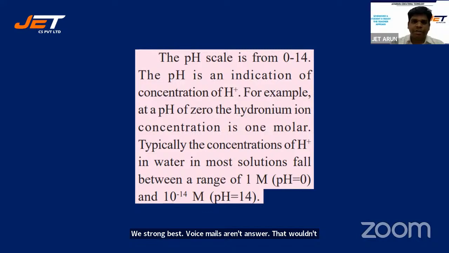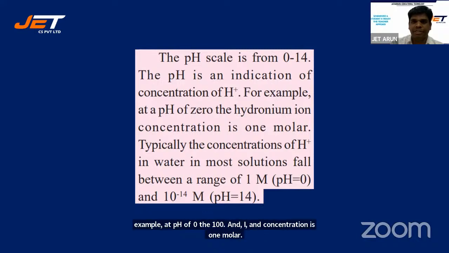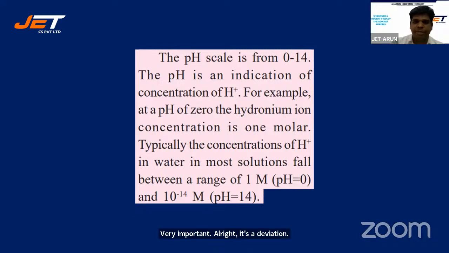All right. Here the pH scale is from 0 to 14. pH is an indication of the concentration of H plus ions. For example, at a pH of 0, the hydronium ion concentration is 1 molar. Very important. It's a previous year question. Typically, the concentration of H plus in water in most solutions falls between the range of 1 molar to 10 power minus 14 molar. pH 0 to pH 14.